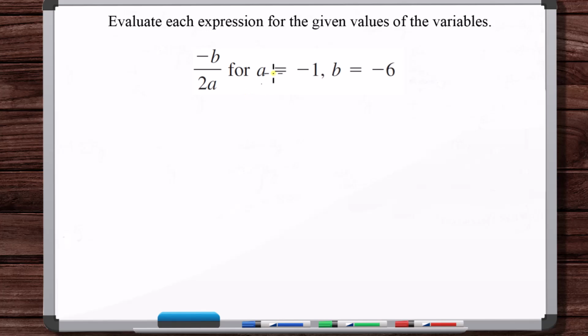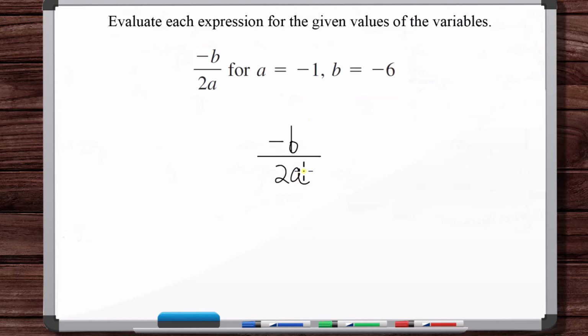For each problem, we want to evaluate each expression for the given values of the variables. So here's this expression. If a is equal to -1 and b is equal to -6, then what is minus b over 2a? The way you want to look at this is when you're substituting for a variable, you want to think about it like this: minus b over 2a, and we want to substitute for a is equal to -1.